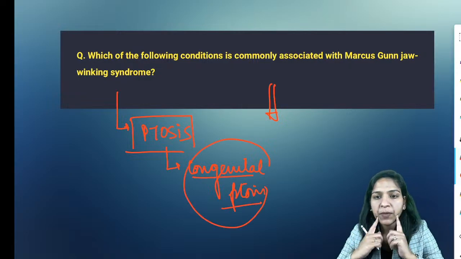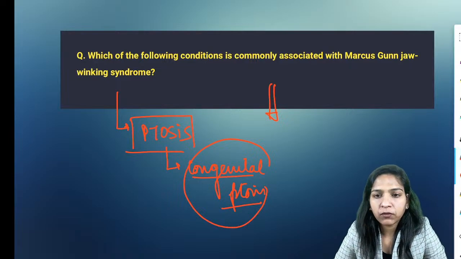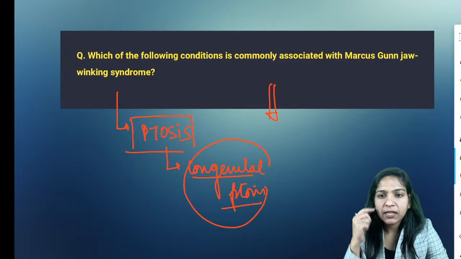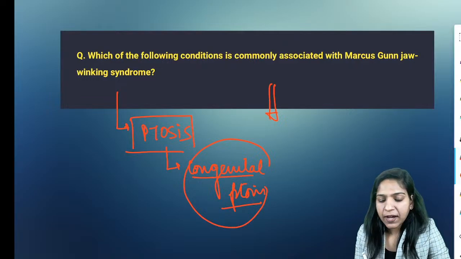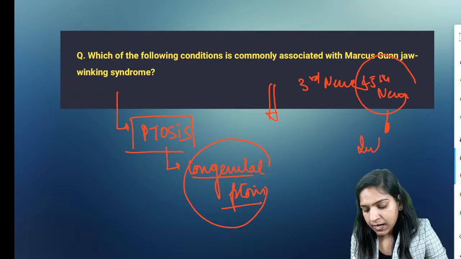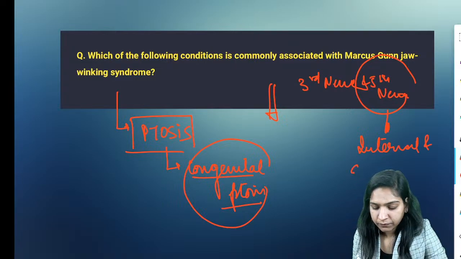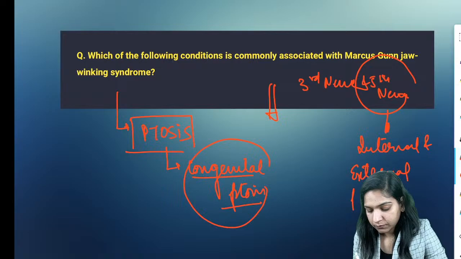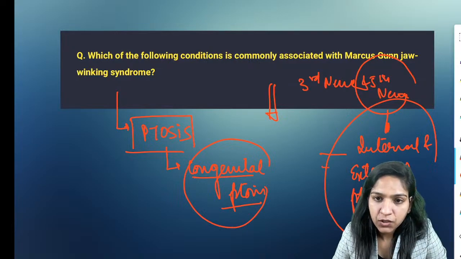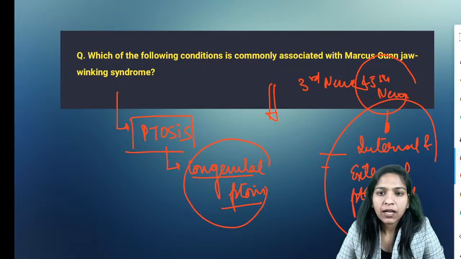Whenever the patient moves the jaw sideways like this, there will be elevation of the lid. The ptotic lid will elevate when there is a movement of the jaw. There is miswiring between the third nerve and the fifth nerve, which supplies the internal and external pterygoid muscles. So this is the cause of Marcus Gunn jaw-winking phenomenon, which is most commonly seen in congenital ptosis.